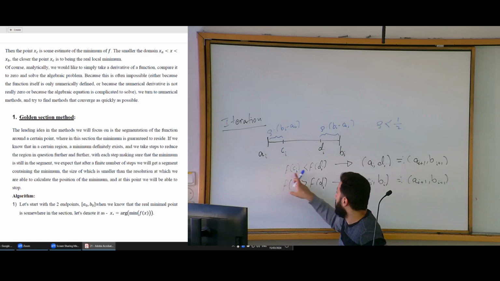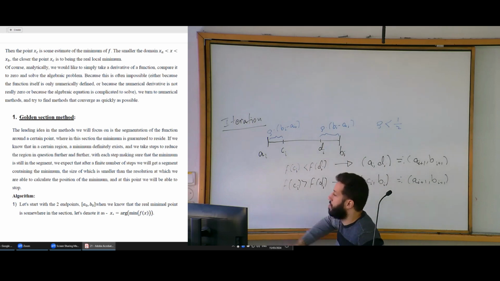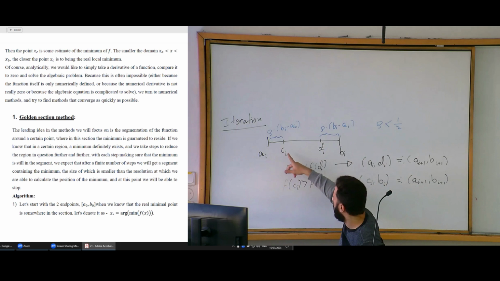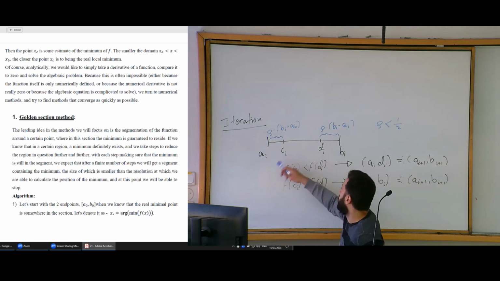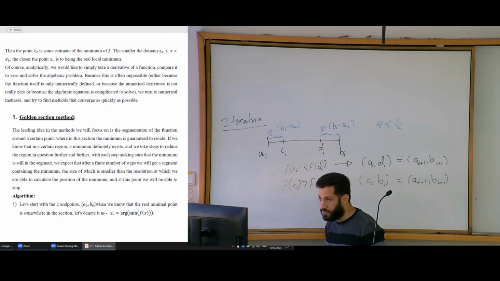And I evaluate the function at C and D, and check: if f at C is less than f at D, then the new interval where I think the minimum lies is A and D. And if it is the other way around, I determine that the section for the next iteration is between C and B. So C and B will be a_{i+1} and b_{i+1}. Any questions about this?